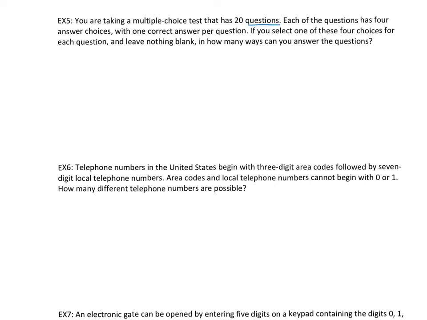Each question has 4 choices. So you're going to have your first question, second question, third question, fourth question, and so on. When you look at the first question, there are 4 choices. The second question, there are 4 choices. The third question, there are 4 choices. So since each question has 4 choices, each question is its own group. You would just multiply all of these.